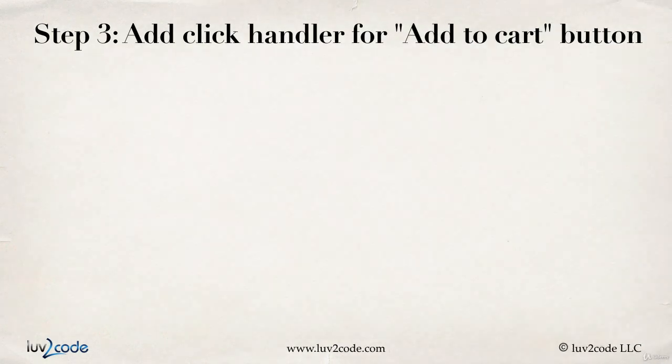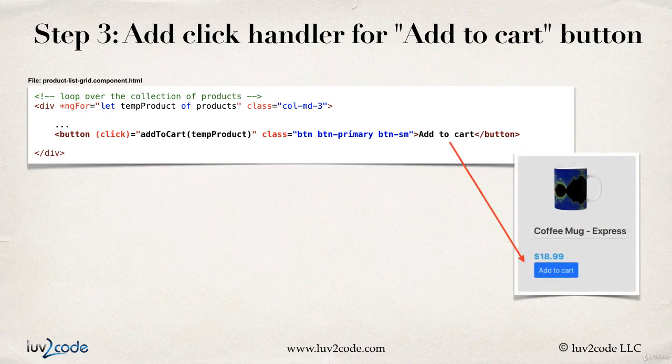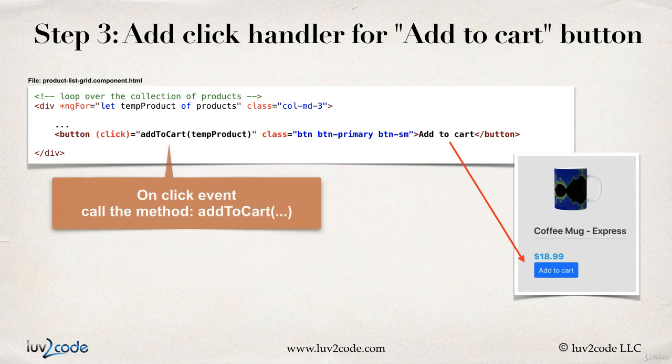Alrighty, step 3 of adding a click handler for the add to cart button. For our buttons in our product list grid, we'll have this button here for add to cart, and then we'll add the click handler here. On click event, we're going to call this method addToCart, and then we'll pass in the product.